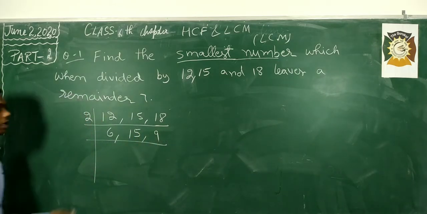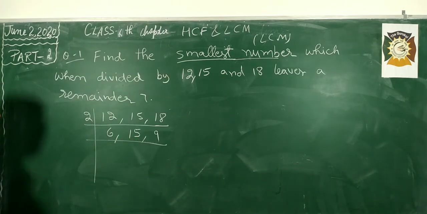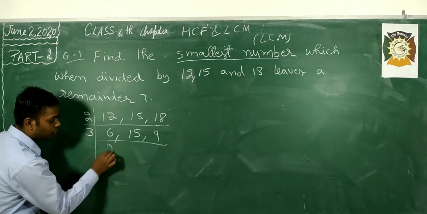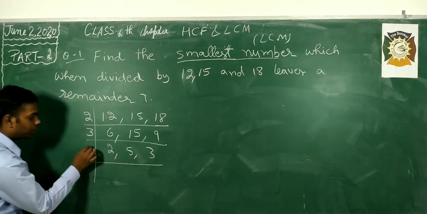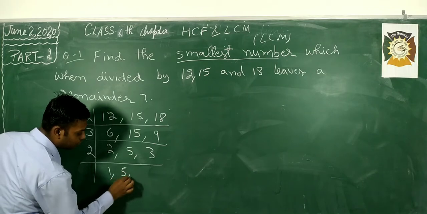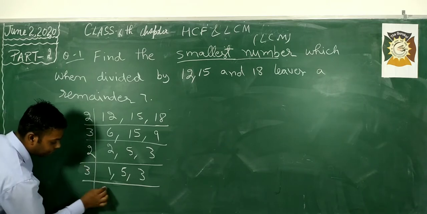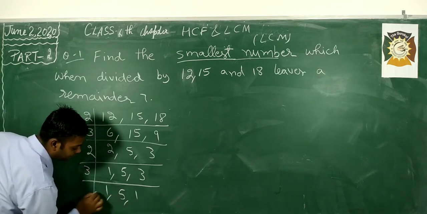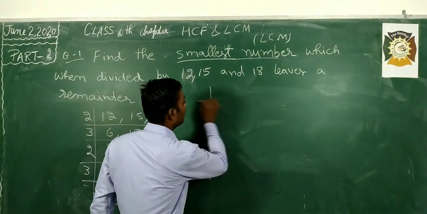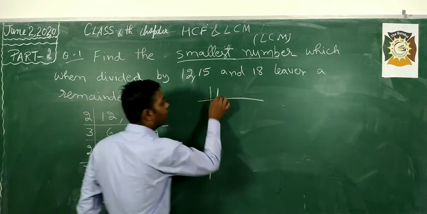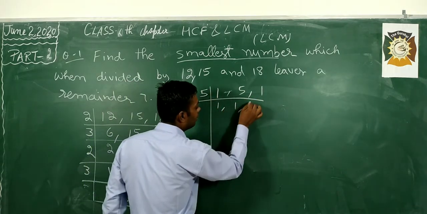Next, all three numbers are divisible by 3. So divide by 3: 2, 5, 3. Next, divide by 2: 1, 5 is not divisible by 2, write 5 as it is. And again 3 is not divisible by 2, write 3 as it is. Next, divide by 3: 1, 5, 1. And the last one: divide by 5, giving 1, 1 and 1.